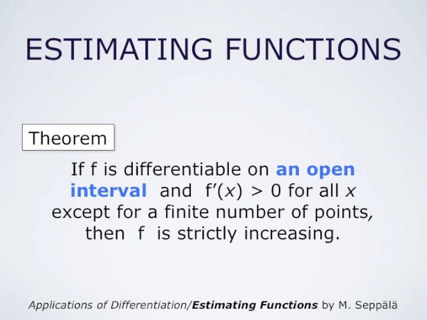The main result on which all these proofs are based is the consequence of the mean value theorem, which says that if f is differentiable on a single open interval, and if f prime of x is positive for all x except for a finite number of points, then f is strictly increasing.